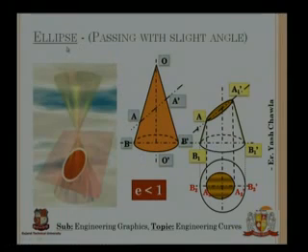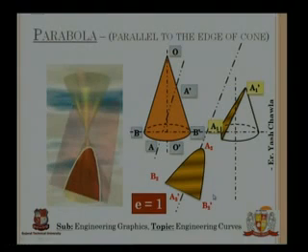So you can say that for drawing an ellipse, if I pass a plane with a slight angle and cut a cone, then it will result in an ellipse which looks like this. Next is the parabola.